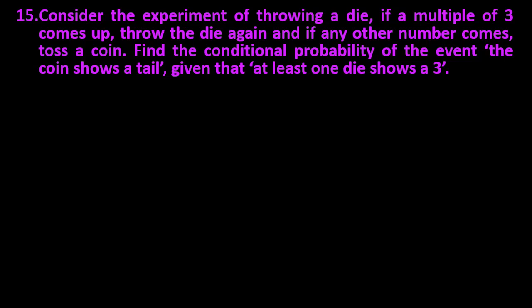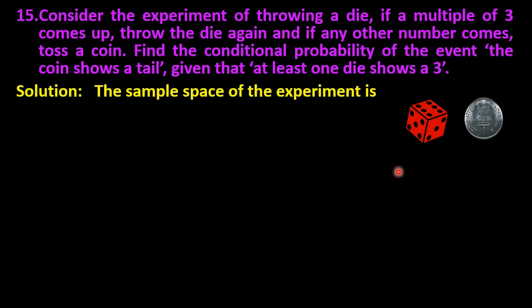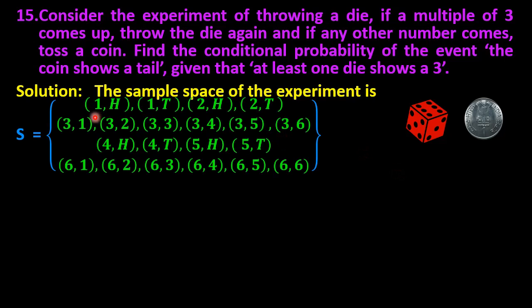And again there is a chance of getting a number from 1 to 6. But except these 3 and 6, if any other numbers like 1, 2, 4 and 5 come, then we need to toss a coin instead of a die. So here there is a die and a coin. Then first we need to find the number of elements in the sample space. So these are the elements in the sample space.